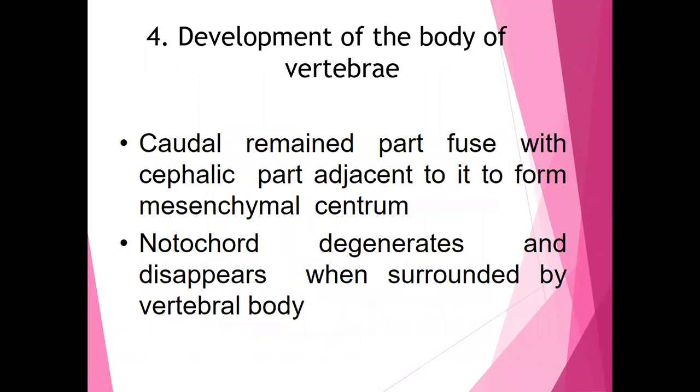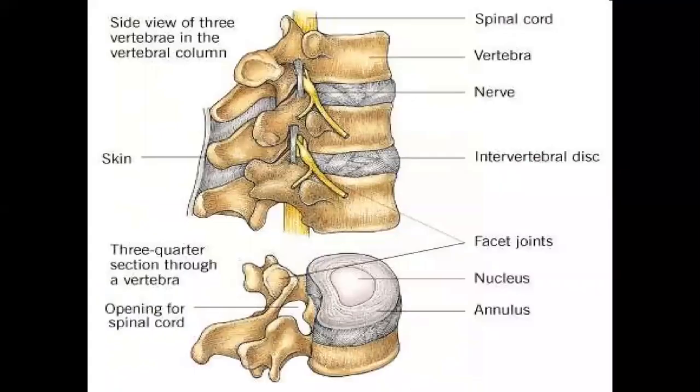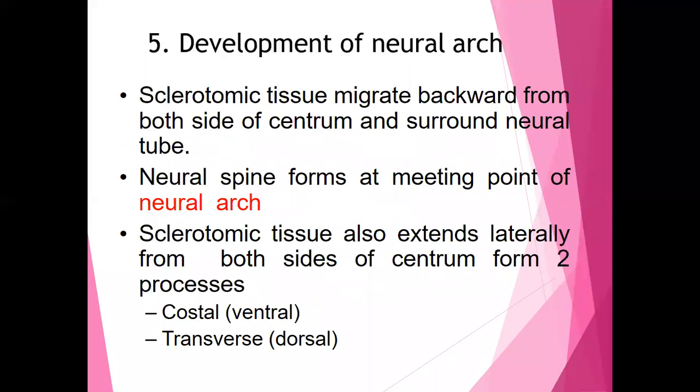Body of the vertebra. The caudal remaining part fuses with the cephalic part of the adjacent one to form the mesenchymal centrum. The notochord degenerates and disappears when surrounded by the vertebral body. In the body it degenerates, but in between it will form our intervertebral disc. Next is the mechanism of the development of the neural arch.